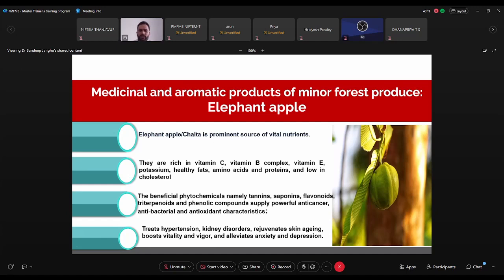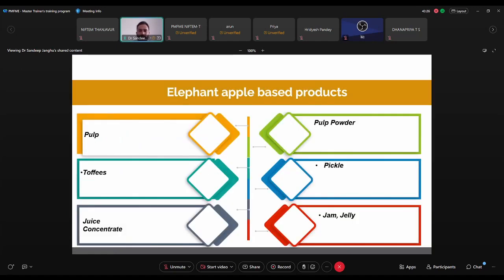And it is used in various kinds of disorders, like those related to the kidney. As I've told, it reduces free radical formation, so it helps to control aging also. So lots of benefits, and similar kinds of products like pulp, powder, toffees, pickle, jam, jelly, and juices can be made from elephant apple also.